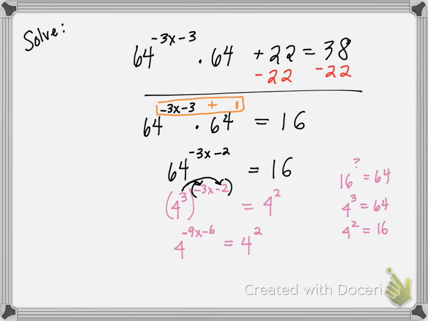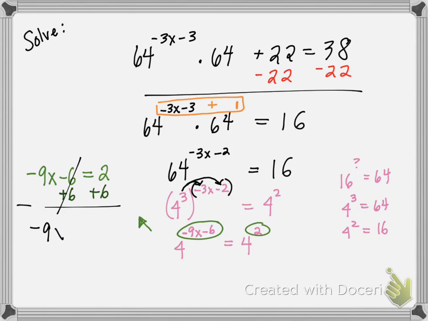Now that the bases match, all I have to do is set the exponents equal to each other. So I am setting negative 9x minus 6 equal to 2. All right, so add 6 to both sides. So I get negative 9x is equal to 8. One last step in order to isolate, divide by negative 9. So I get my solution, which is x is negative 8/9.